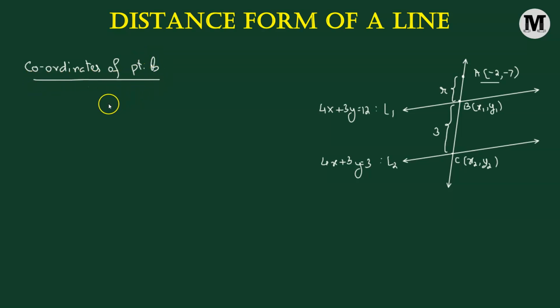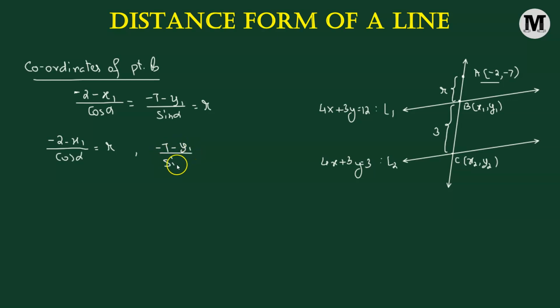The distance form tells us that we need to take the difference of the x coordinate. So we take -2 minus x1 divided by cosine of the angle alpha. This is equal to -7 minus y1 divided by sine of the angle alpha, and that is equal to the distance between the two points A and B. So that is r. That means -2 minus x1 divided by cosine of angle alpha is equal to r, and -7 minus y1 divided by sine of angle alpha is equal to r as well.